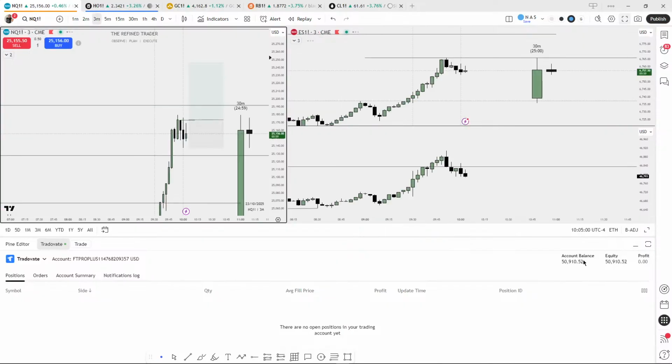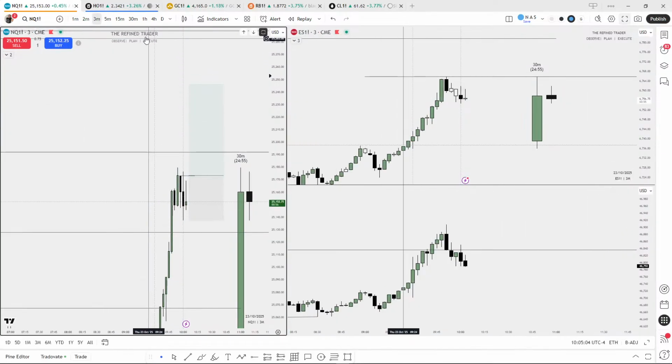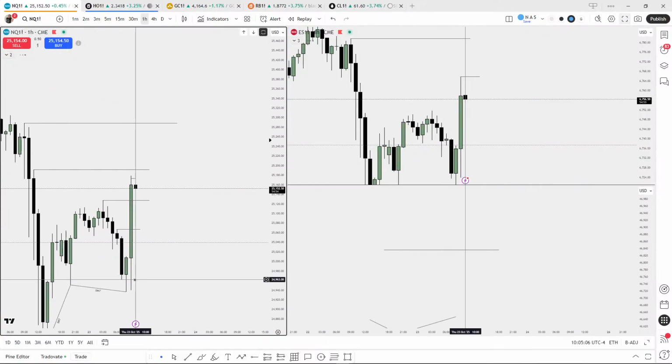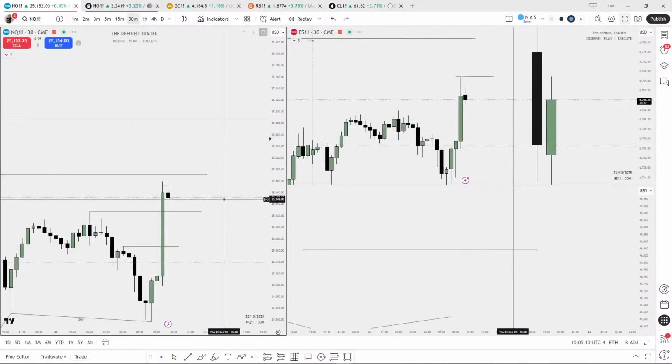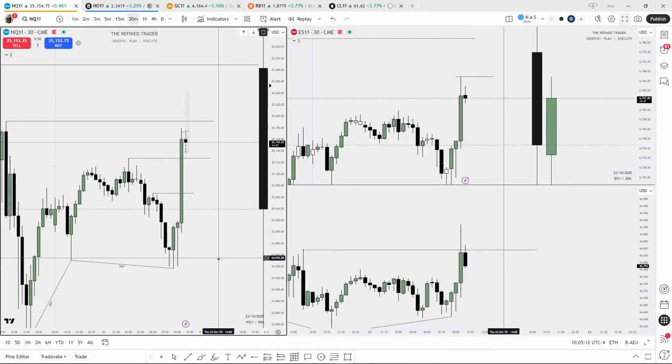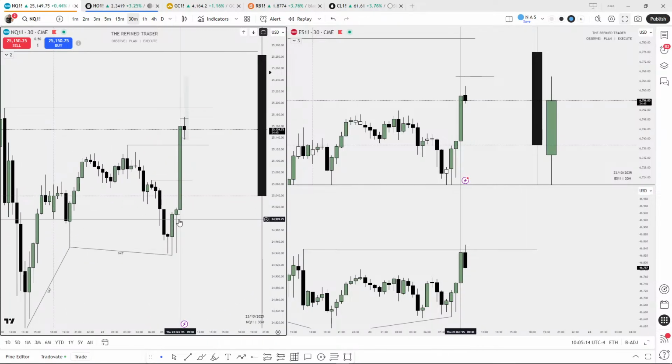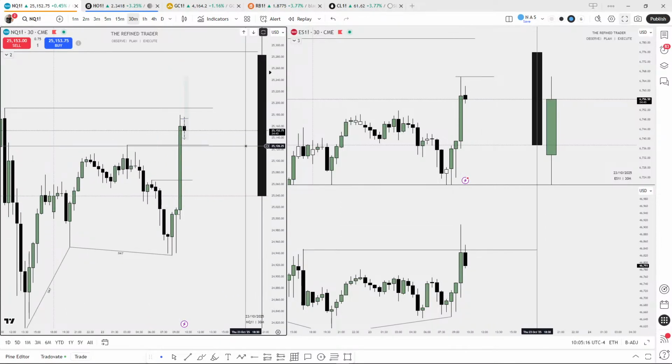Alright, so again, the balance is still the same, 50k, 50.9k. So again, what we got on the hourly, 9 a.m. C3. So what are we looking for? We're looking for that C4. On a 30-minute, that's where it's a bit iffy, because the C2 was here, this is the C3, and that expansion candle was a C4.